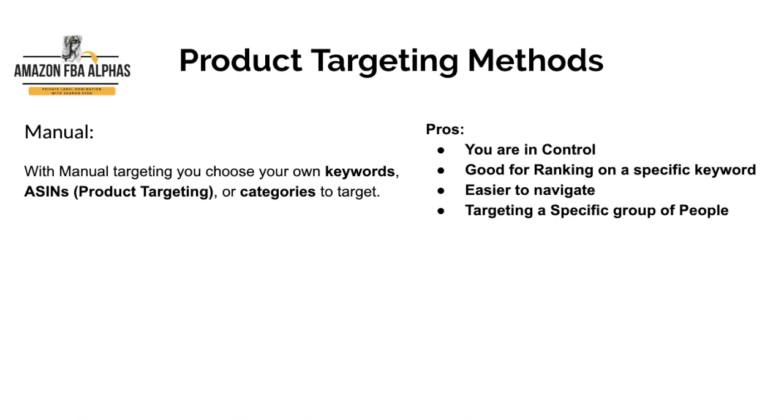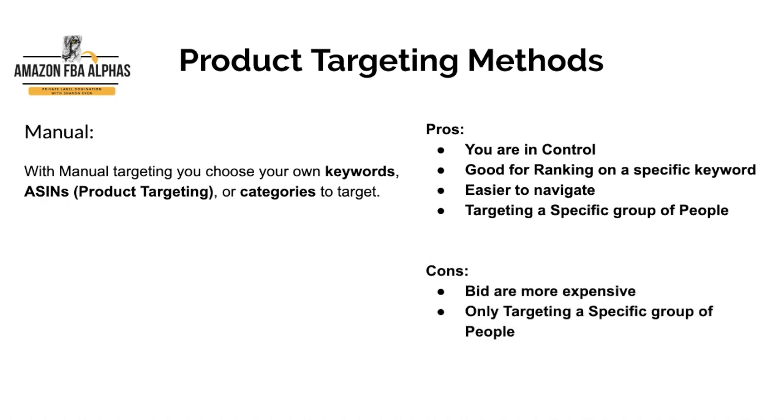So for example, what I mean by that is in manual, you can decide, let's say you're selling a water bottle and you have decided you want to go super niche and you're going to go for water bottle for kids, or fitness water bottle for kids. You can then specifically target just fitness water bottles for kids using a manual campaign, rather than in auto, where you have no control. Cons, bids are more expensive. You're only targeting a specific group of people. So the fact that it's a pro, it's also a con, because maybe there are keywords that you didn't really know about that you could target.